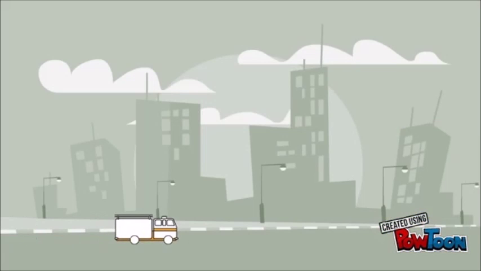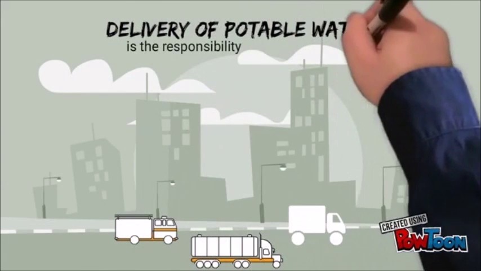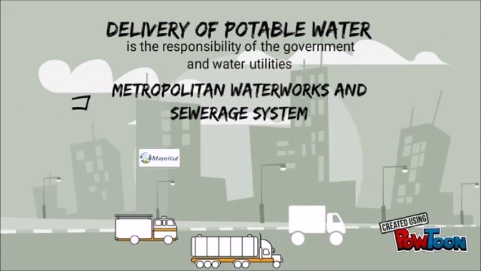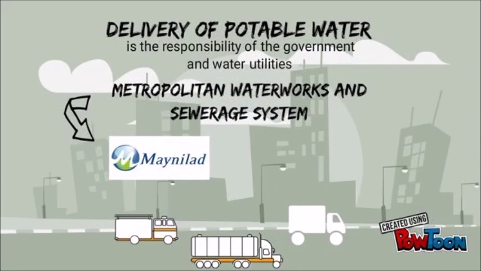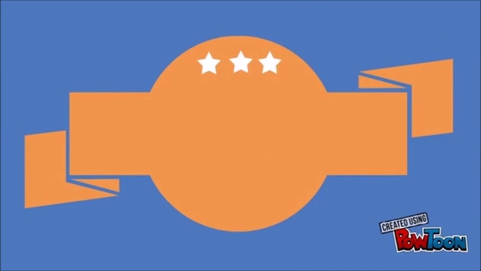In our country, supply and delivery of potable water in different parts of the country is the responsibility of various government agencies and water utilities. Metro Manila is being served primarily by the Metropolitan Waterworks and Sewerage System, also known as MWSS, through its two private concessionaires, the Maynilad Water Services Incorporated and the Manila Water Company, and by some private companies serving subdivisions. Water supply comes mainly from surface water.